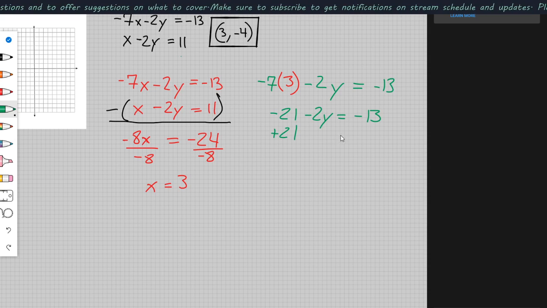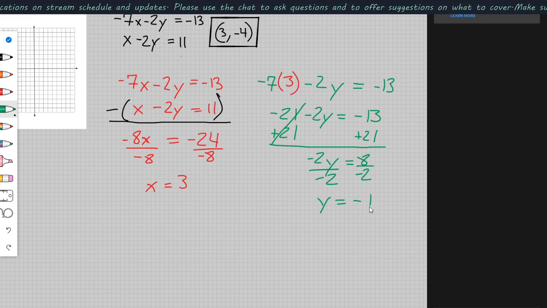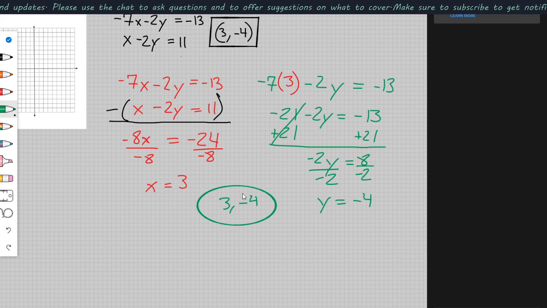Add 21 to both sides. Cancel. Negative 2y equals, negative 13 plus 21 is going to be positive 8. Divided by negative 2, divided by negative 2, and you get y equals negative 4. And does that match up? 3, negative 4? Yes, it does. So again, we got the same answer. And I forgot the parentheses. So we're good to go.